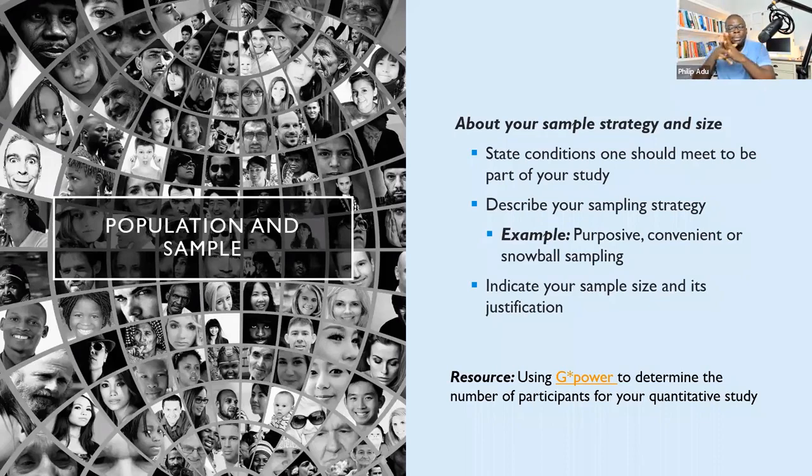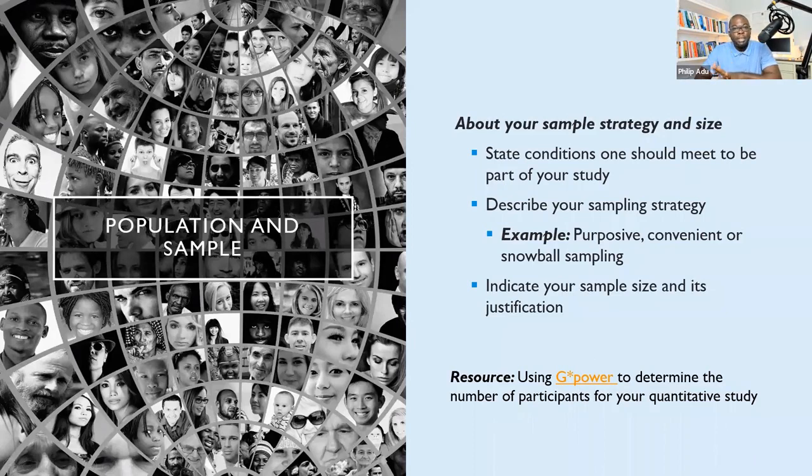Then you talk about the sample size. How many participants do you think will help you to collect rich data to test the hypothesis or address the research question that you have? If you are doing a quantitative study, there's a software called G-Power. When you know the type of analysis that you have to do, the system will give you the estimated number of participants that you need. This is a free software that you can download and use if you are doing a quantitative study.